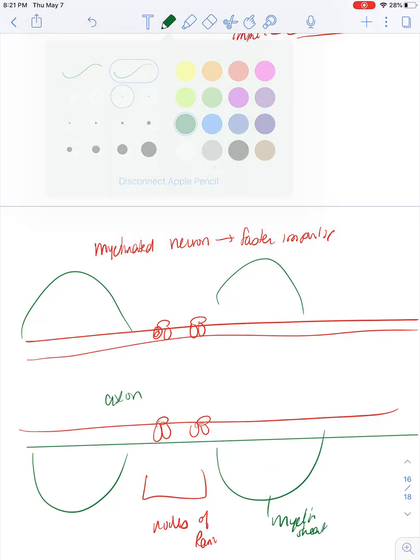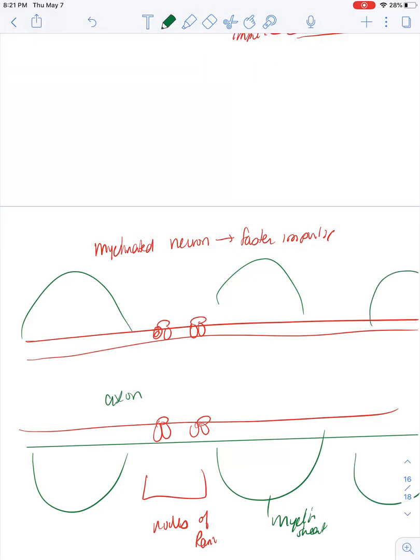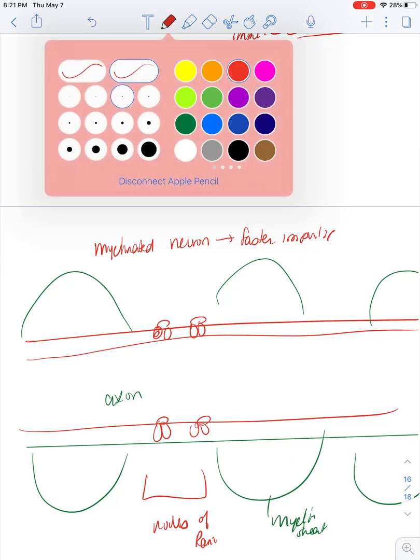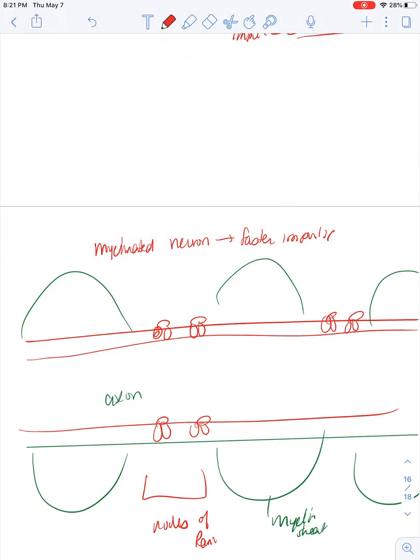Here's another node right here. A node is the gap between myelin. Here is the myelin sheath, and the gap between the myelin is called the node of Ranvier.